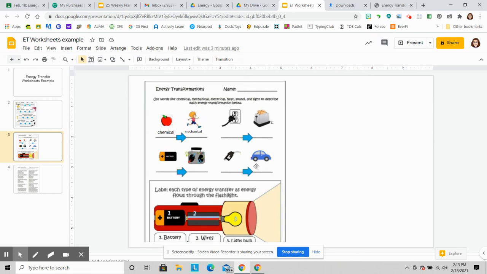So again, on these blanks, you should put the type of energy, and they give you the examples in the picture. Here it talks about labeling each type of energy transfer as it flows through a flashlight. They tell you what the parts are, and then it's cut off on this screen, but underneath the battery, you have some white space to type in. We talked before about batteries being a type of chemical energy. So you would type in chemical to identify the battery, and then you would tell us what travels through the wires, and then what you see or feel or observe with the light bulb.